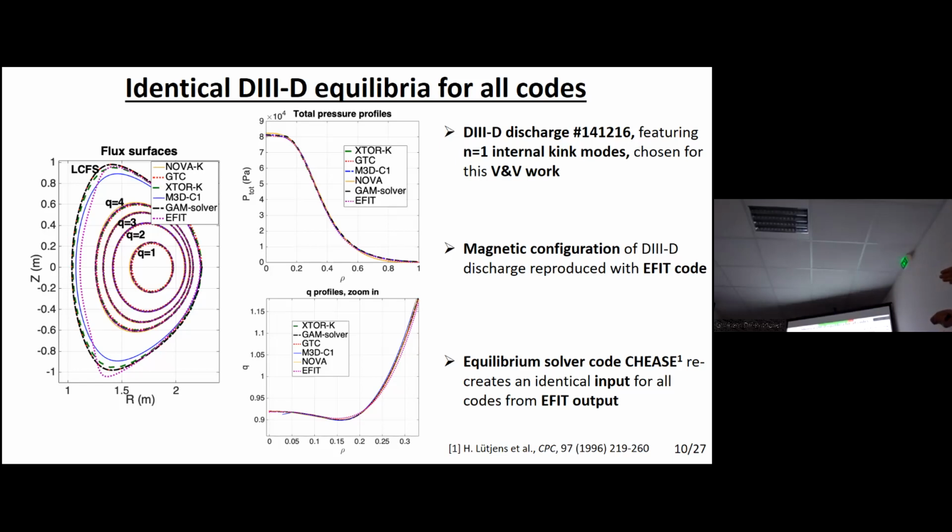So you can see the q=1 to q=4 flux surfaces in the different codes and EFIT, and you can see that they are very identical. Also, you can see the different pressure profiles and q profiles between the different codes and EFIT. They are also identical, and having those three identical means that the MHD equilibrium described in all of the codes is the same, which is actually very critical to conduct a benchmark for the kink instability, given that the mode is very sensitive to any change in either pressure or q profiles.